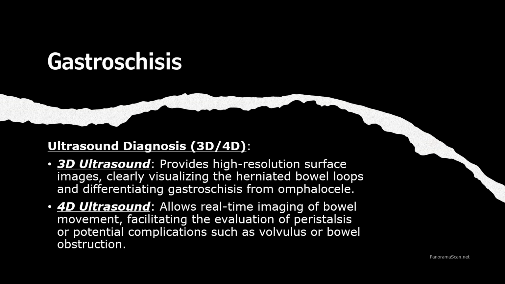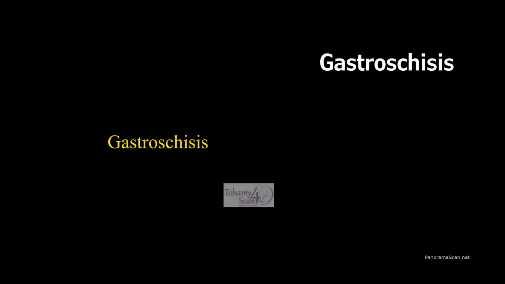In such cases, several key features can be identified on ultrasound. The defect is typically small and located to the right of the umbilical cord insertion, often making it easier to differentiate from other abdominal wall defects.